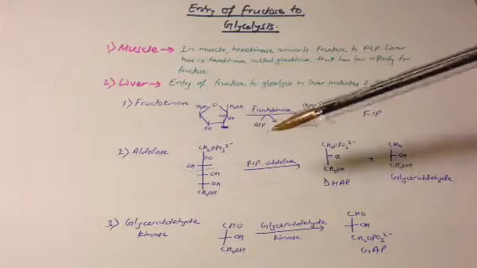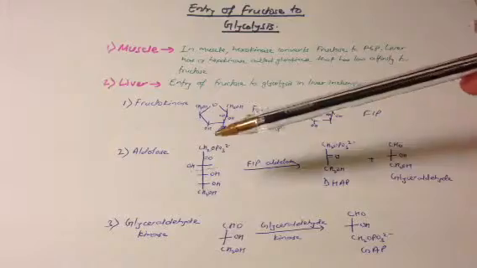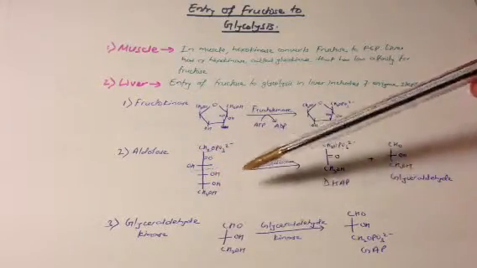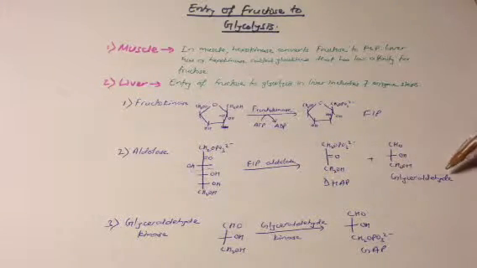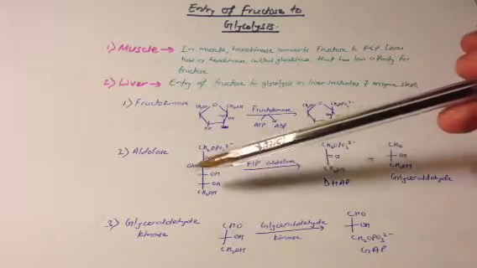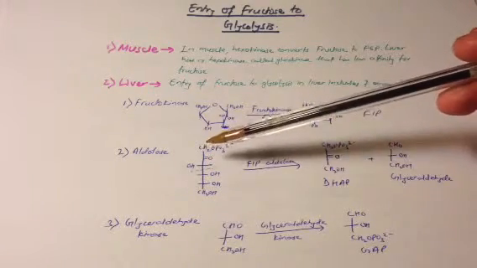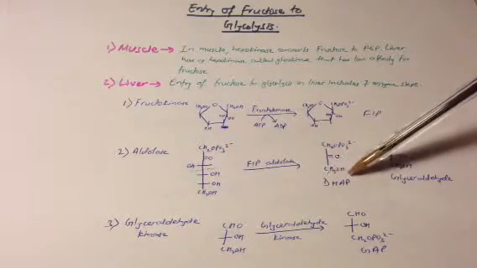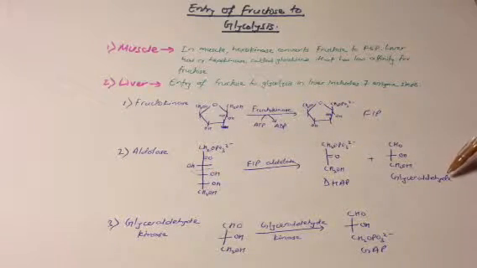The second step includes the enzyme aldolase, and in this reaction the fructose 1-phosphate molecule is opened up right here. Fructose 1-phosphate is converted into dihydroxyacetone phosphate and glyceraldehyde. The way aldolase acts is it cuts a molecule 1 carbon below the carbonyl carbon. So you can see that the top part of this molecule makes dihydroxyacetone phosphate and the bottom part makes glyceraldehyde.